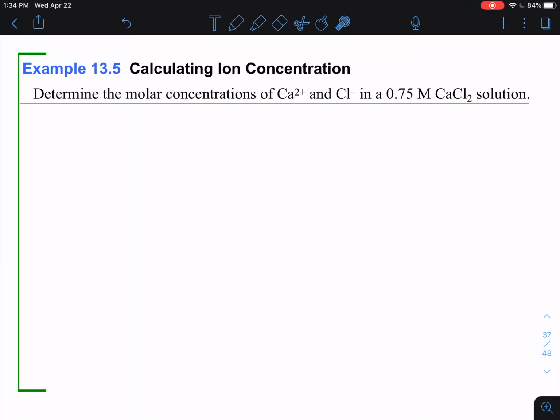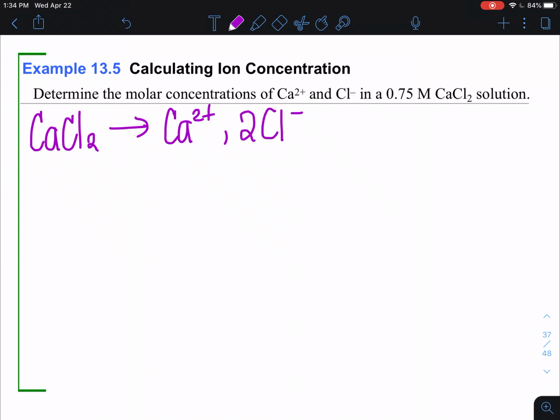Let's do another one. Determine the molar concentration of calcium and chloride in 0.75 molar calcium chloride solution. So this is pretty straightforward and the same thing. So just remember calcium chloride, again, dissociates into Ca2 plus and 2 chloride anions.